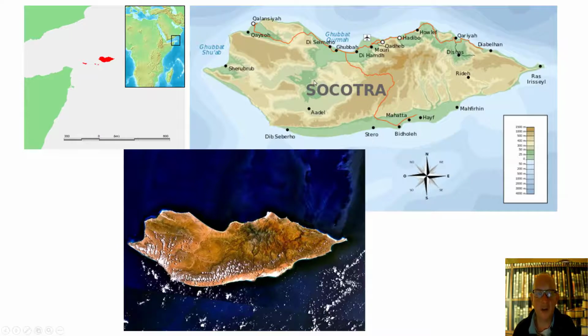So to provide some introduction for those who might not know, these images are all taken from Wikipedia. Here is a map of Africa and the Mediterranean, and this box shows roughly where Socotra is, which is zoomed up in here. You can see here's Somalia, and here's the Arabian Peninsula, the Red Sea, the Gulf of Aden, and here into the Indian Ocean.